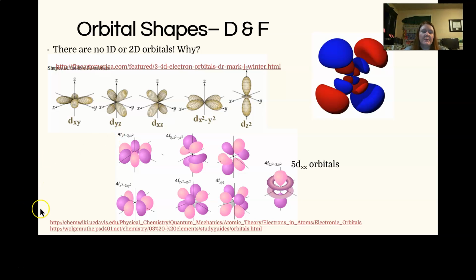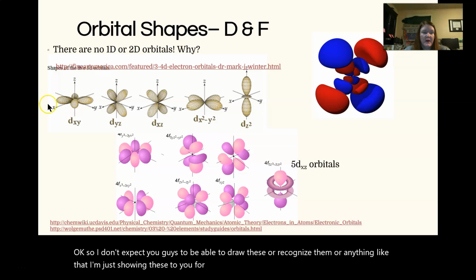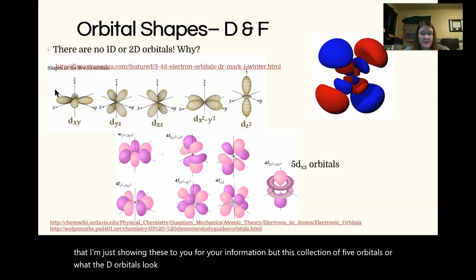Okay, so I don't expect you guys to be able to draw these or recognize them or anything like that. I'm just showing these to you for your information. But this collection of 5 orbitals are what the d orbitals look like when you solve Schrödinger's equation.